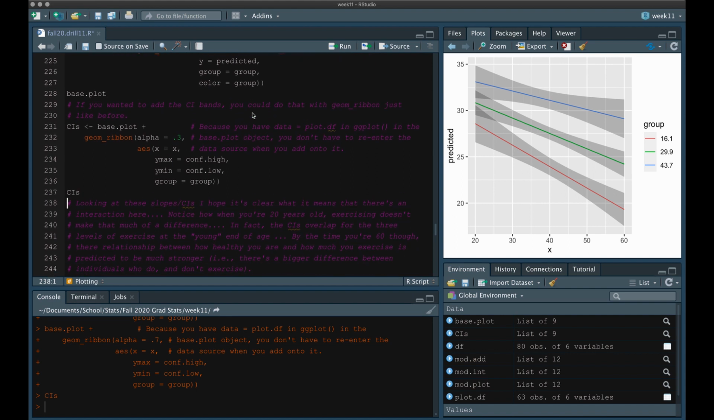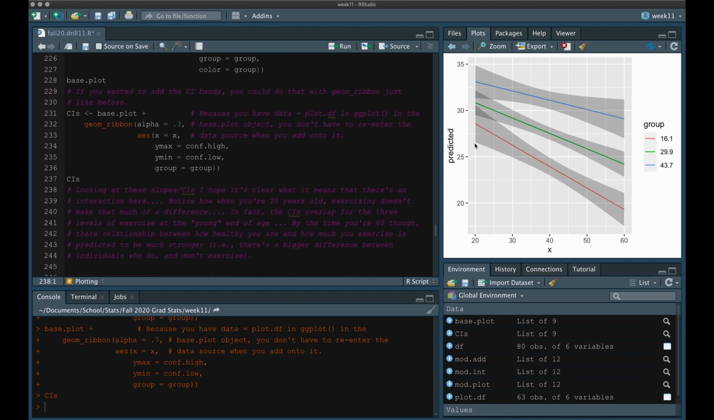And then, looking at these confidence intervals without even looking at the data points, I hope this makes it clear what it means that there's an interaction and that the effect of exercise differs as a function of age. Because down here for 20-year-olds, there's not all that much of a difference in the predicted score for somebody who exercises on average. It looks like we'll just call it 31, and then maybe 33 up here and 28, I don't know, down here. But anyway, these confidence intervals overlap. You can see the overlap in them there. So there's not a significant difference.